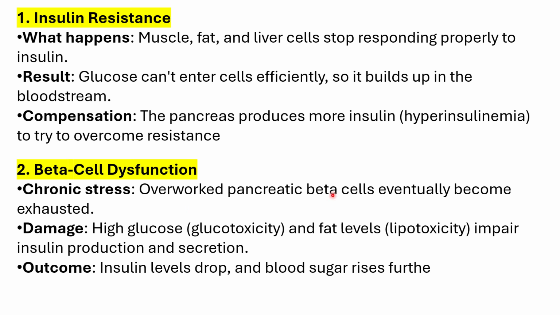Chronic stress: overworked pancreatic beta cells eventually become exhausted. Damage from high glucose, glucotoxicity, and high fat levels, lipotoxicity, impairs insulin production and secretion. So it impairs insulin production. Insulin level drops and blood sugar rises further.